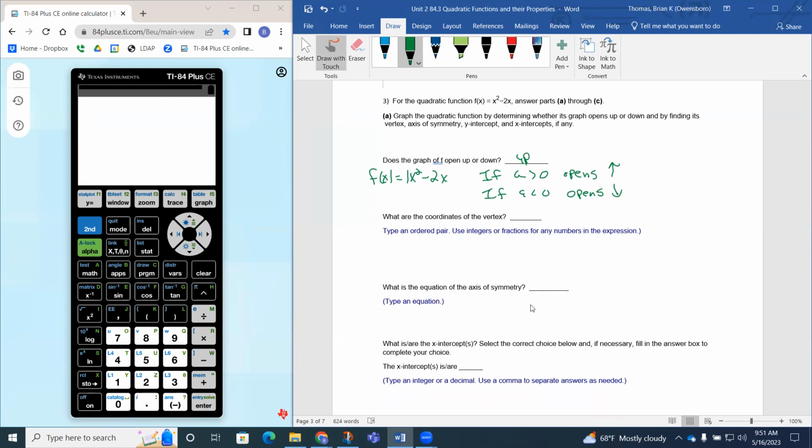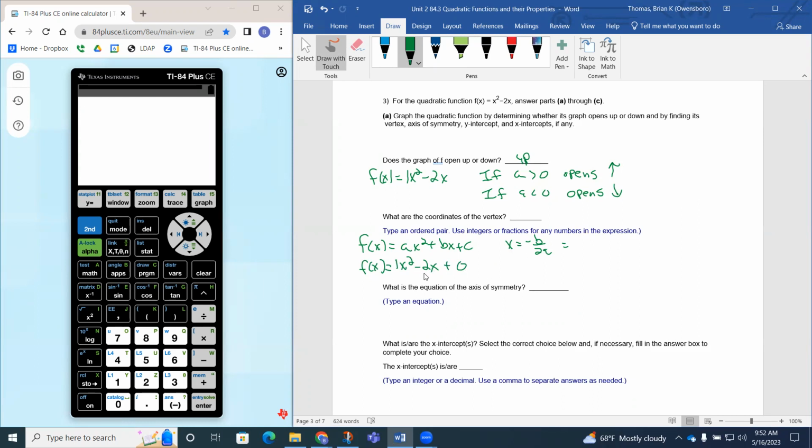To find the coordinates of the vertex, we have a couple of formulas here. The first one is, if f of x equals ax squared plus bx plus c, to find the x value of the vertex, we can use the formula x equals negative b over 2a. So again, in our problem, f of x equals x squared minus 2x. Notice that a would be 1, b would be negative 2, and c would actually be 0, since there's not a constant.